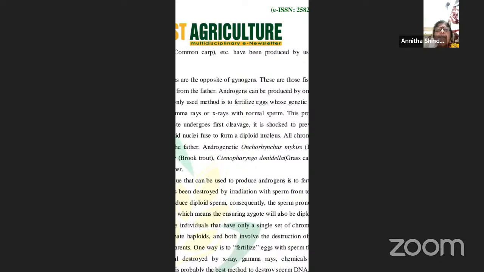with normal sperm. So here, see, in that case what we have done is we have taken an active egg and we have taken a destroyed sperm. But here it is the reverse.